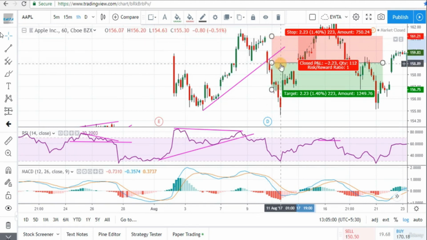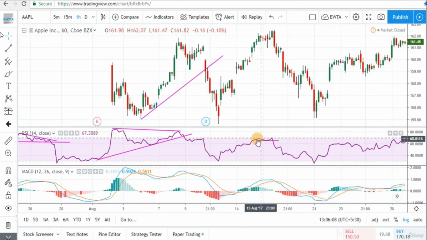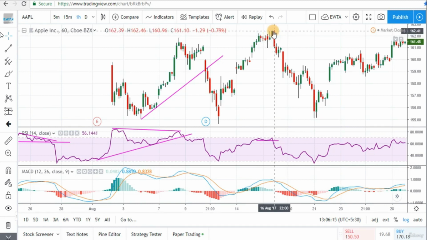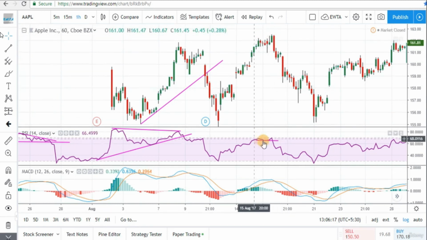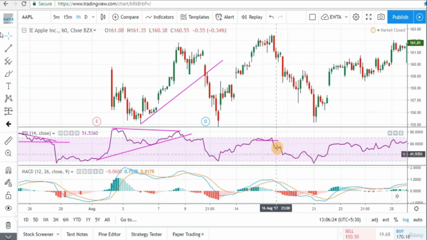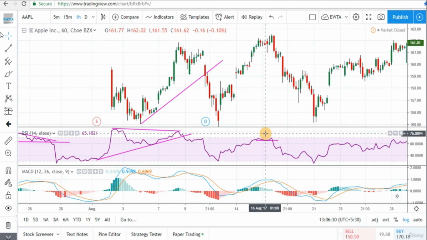Now these two peaks are giving us a bearish divergence because peaks of prices are going in upward direction, but in this case both the peaks are in shaded region, they are not in overbought range, so it is very risky to trade these types of divergence.